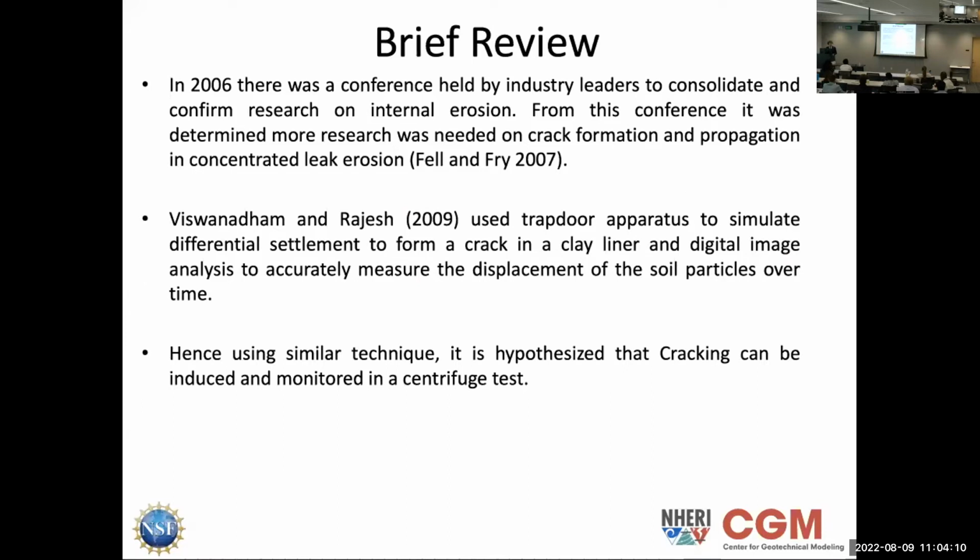So, a brief review of some similar studies. In 2006, there was a huge conference in France with everyone in the industry who focused on internal erosion. They came to a consensus that we don't really know much about crack formation and propagation in concentrated leak erosions. Another study, done in 2009 by Vindisham and Rajesh, used a similar trapdoor apparatus to what we're going to be using to create differential settlement in a clay liner, which is a little different from what we're doing. But they also used digital image analysis, which Anna will be explaining in depth after me, to accurately measure displacement of soil particles over time.